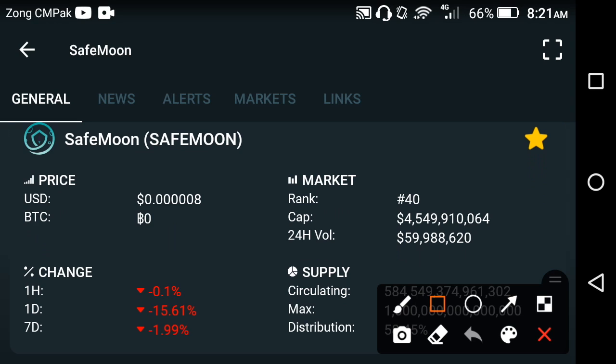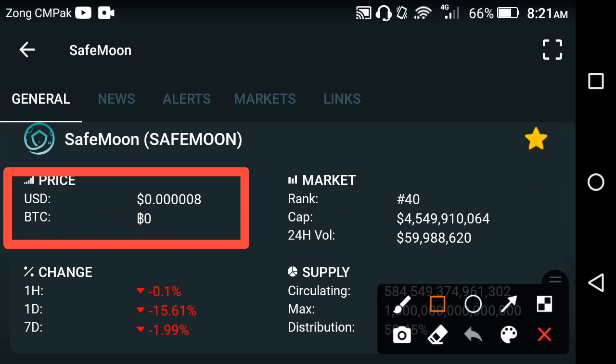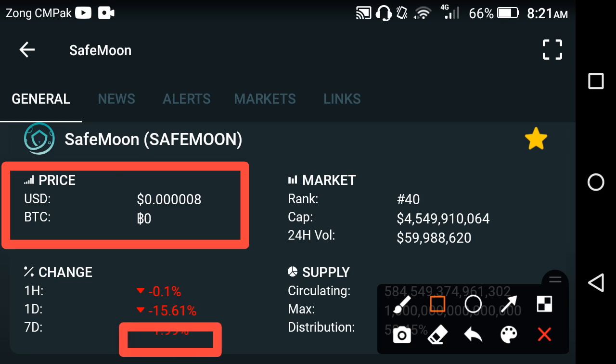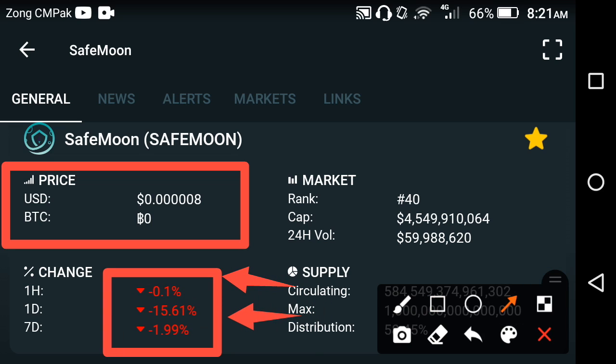If we talk about the current price of SafeMoon, 0.000008 USD is the current price of SafeMoon. On the other side, if you look at the price changes in SafeMoon, the last 1 hour, the last 1 day, the last 1 week, the prices are going negative, friends.